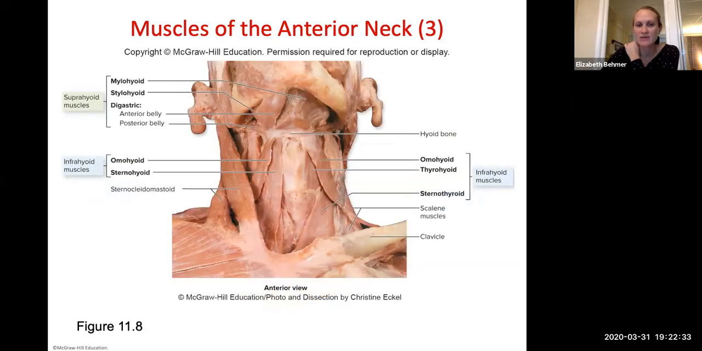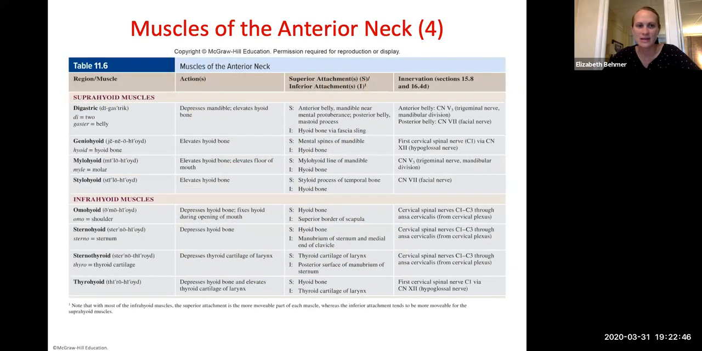This is a cadaver view of those same muscles. It's sometimes fun to look at a cadaver to remember what we look like. We don't look like a drawing, but inside of us, this is what our muscles actually look like. These are the muscles and some of their actions. They work with depressing and elevating your hyoid bone and some of your mandible, so they'll be above and below your hyoid bone.